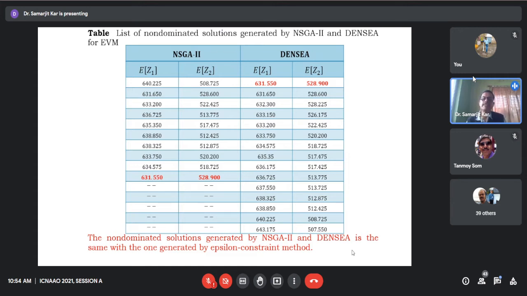And also for Densia, when we use this Densia, we get more solution points in the non-dominated front. But one thing is important: out of those set of solutions, one solution matched with the previous solution, because already I told you, if we use some classical based approach, generally we get a single solution. But in the case of evolutionary algorithm, there is a set of solutions, that is a non-dominated front, and one solution is matched with the solution of the classical based approach. So that is shown in the red line.